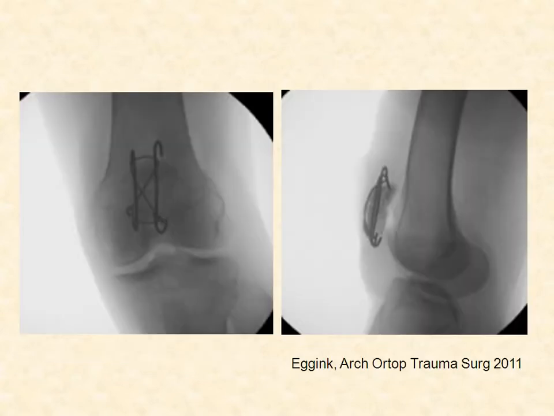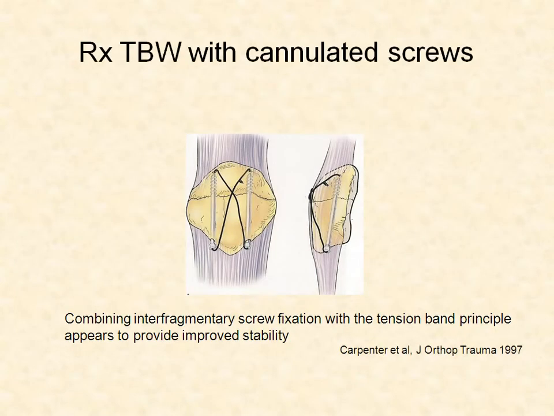One of the things about these tension band wiring systems is they do tend to cause a lot of soft tissue irritation, and this can be minimized to some extent by bending the wires at both ends and making sure that they're not too prominent, as illustrated in this technique here. And some people use 4 wires rather than 2, so they can more easily bend the wires and impact them into the patella to minimize the amount of soft tissue irritation which occurs.